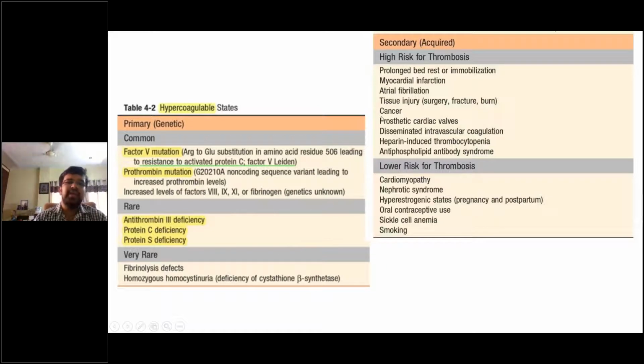Cancer is a very important cause, and cancer basically is itself an inflammatory and a procoagulant state, and even the tumor cells release procoagulants. Prosthetic cardiac valves can act as a nidus for thrombosis formation, DIC, antiphospholipid antibody syndrome. Also, things like cardiomyopathy, nephrotic syndrome. Pregnancy is a very important risk factor for thrombosis.